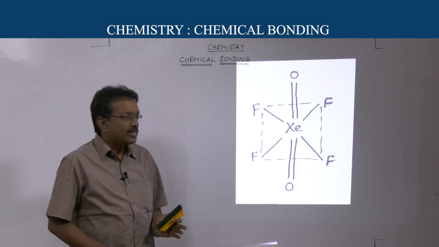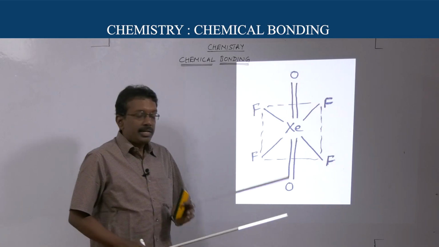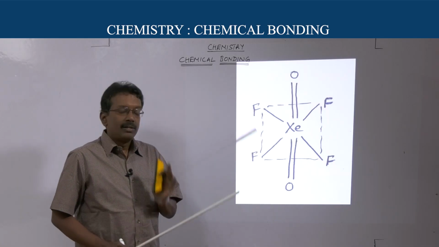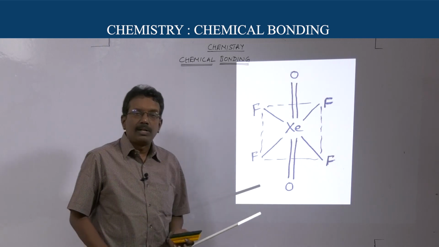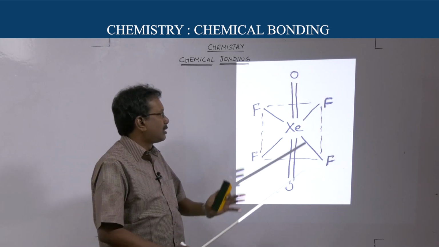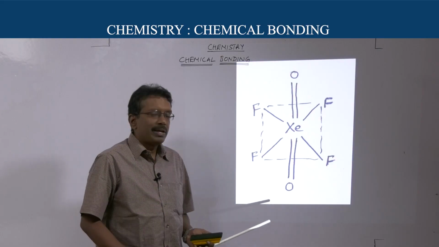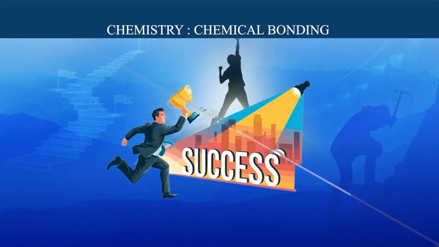Next, accommodation of a double bond: the first double bond can go anywhere. Then what about the second double bond? It goes exactly opposite to the first double bond. So these are very important conclusions for the trigonal bipyramidal structure and the octahedral structure.